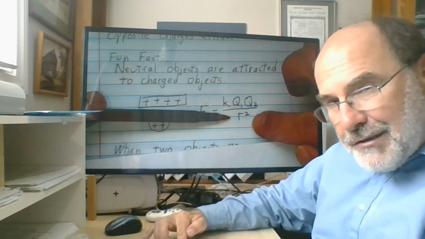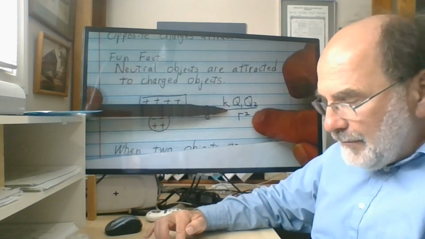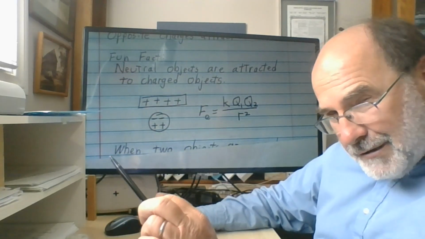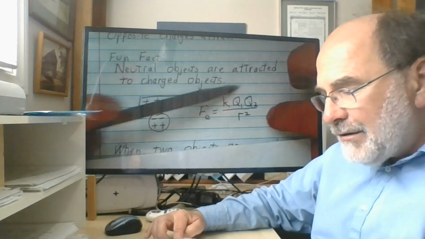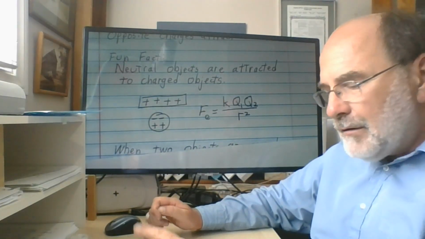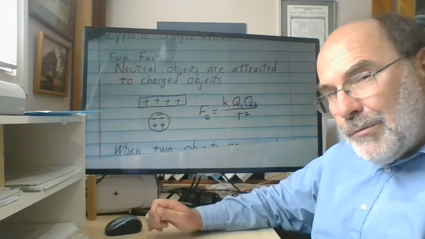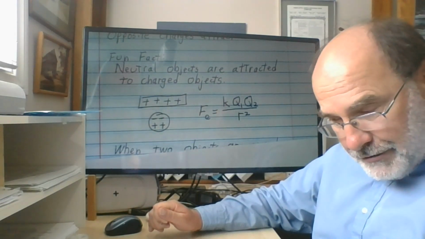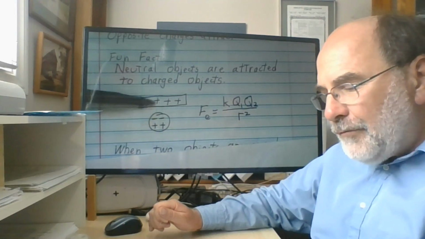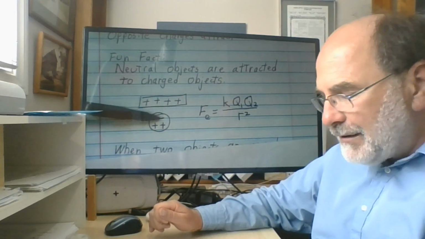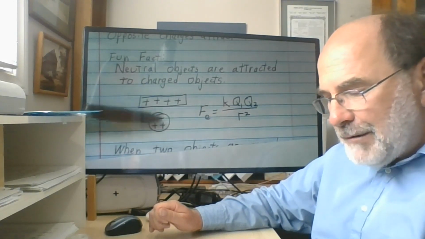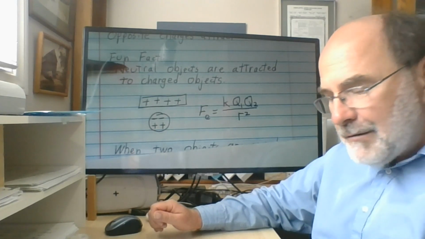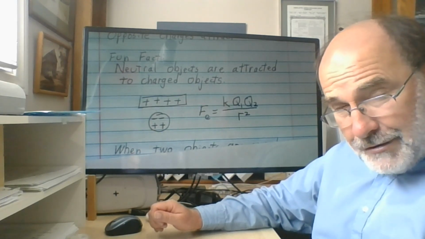And being ever so slightly closer, being in the denominator squared, closer, smaller number squared, means the force is stronger. So they're not an equal amount of force, even though they're an equal amount of charge. The near force, the attractive force, is slightly stronger than the repulsive force. And as a result, a neutral object becomes attracted to a charged object.